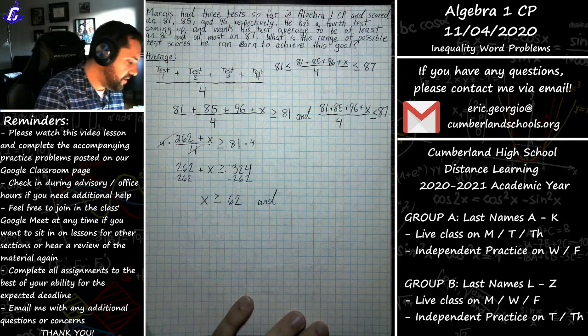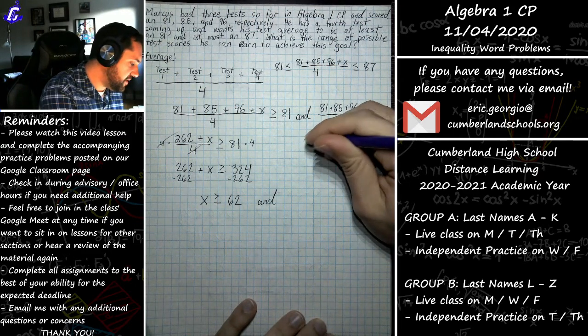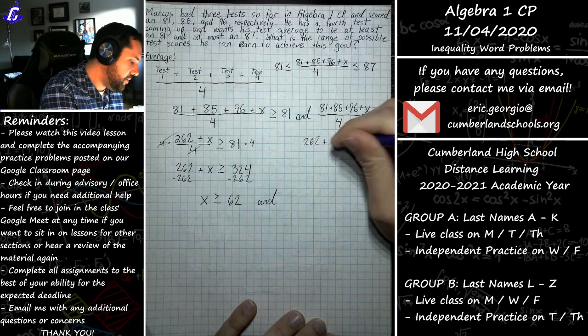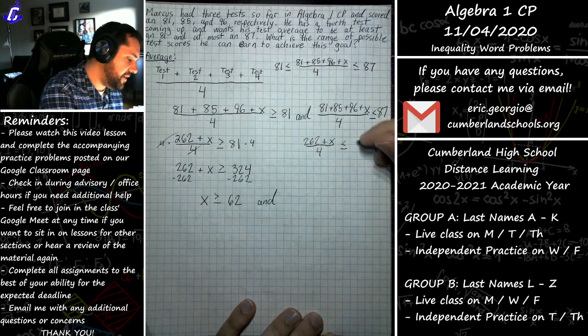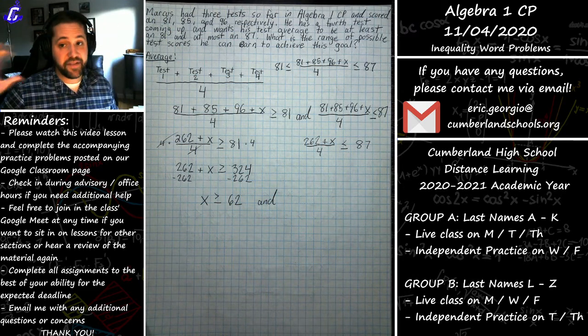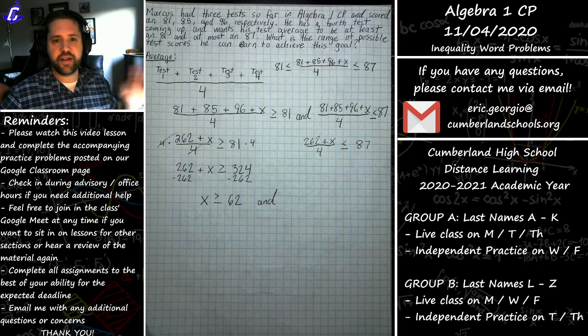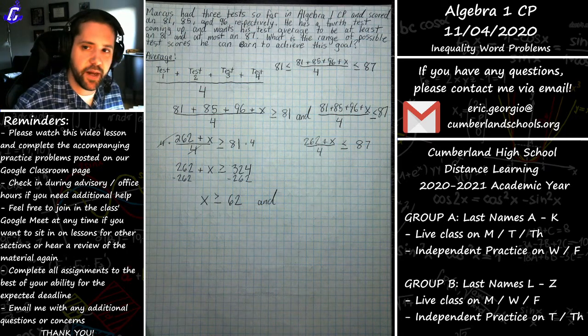Here, again, we have all those same numbers being added up, so we'll just save ourselves some work. 262 plus x, all divided by 4, has to be less than or equal to 87, because that's our maximum, that's our ceiling. Again, I don't know why he wants a max test score. We're not going to judge him, right? We're going to go about our day, right?